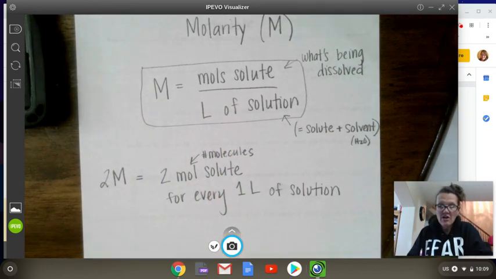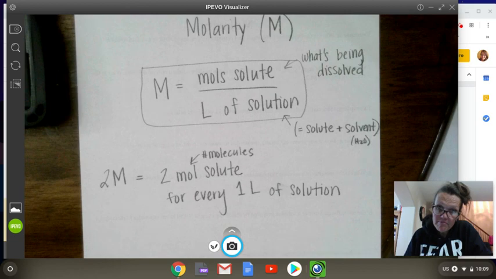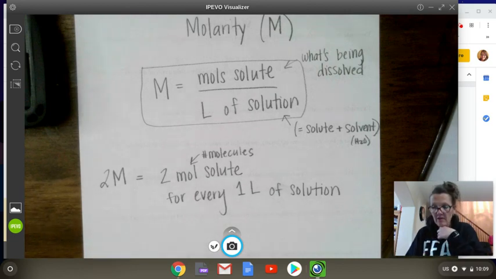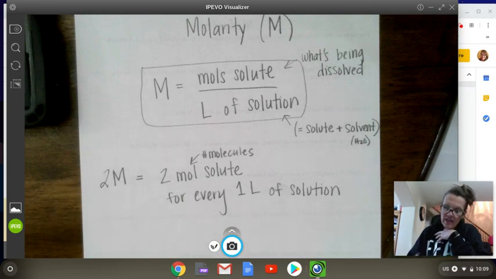So molarity is ultimately telling us exactly how many molecules there are in a liter of solution. Okay, so that's our equation. What I want to do right now is look at some example problems. You're going to go through and practice calculating molarity. Again, this should be very familiar to you because we did it in first semester. You have done molarity calculations when you are doing stoichiometry.